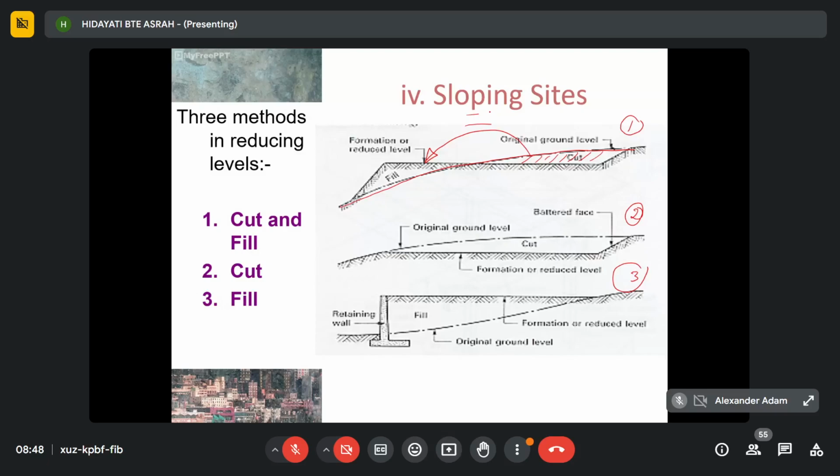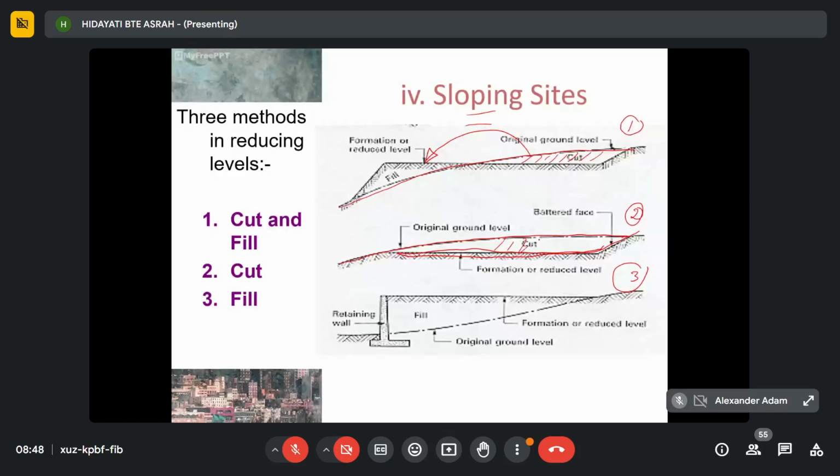Okay. So the second method in reducing the original soil level is the cut method. The cut method is made when you cut the soil or earth. Let's say this is the original ground level. So you cut this area. You want to make sure the level is uniform, but it is a reduced level that is uniform. So you cut the original ground level down to the desired ground height, and then you remove the cut soil. There's no fill method.